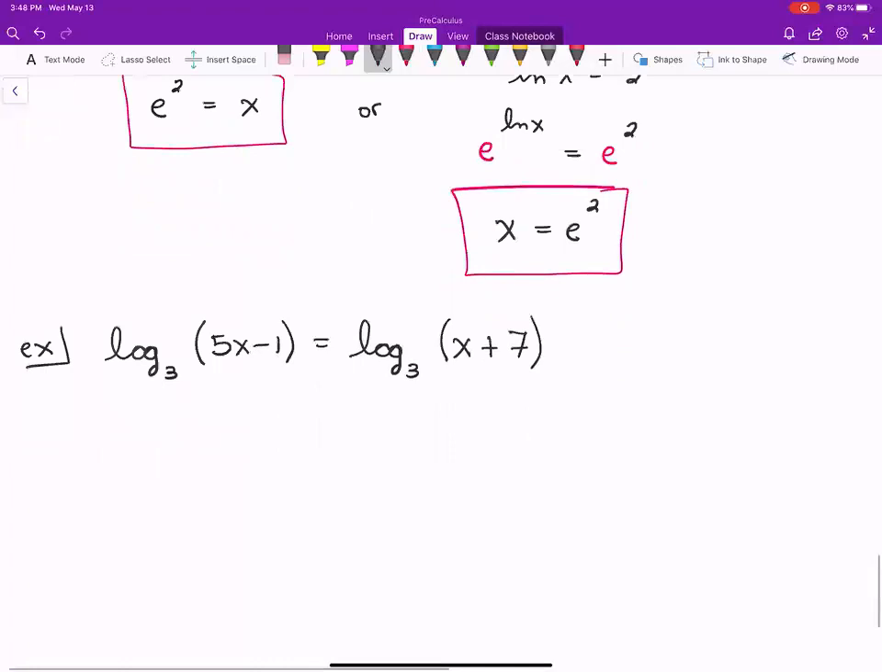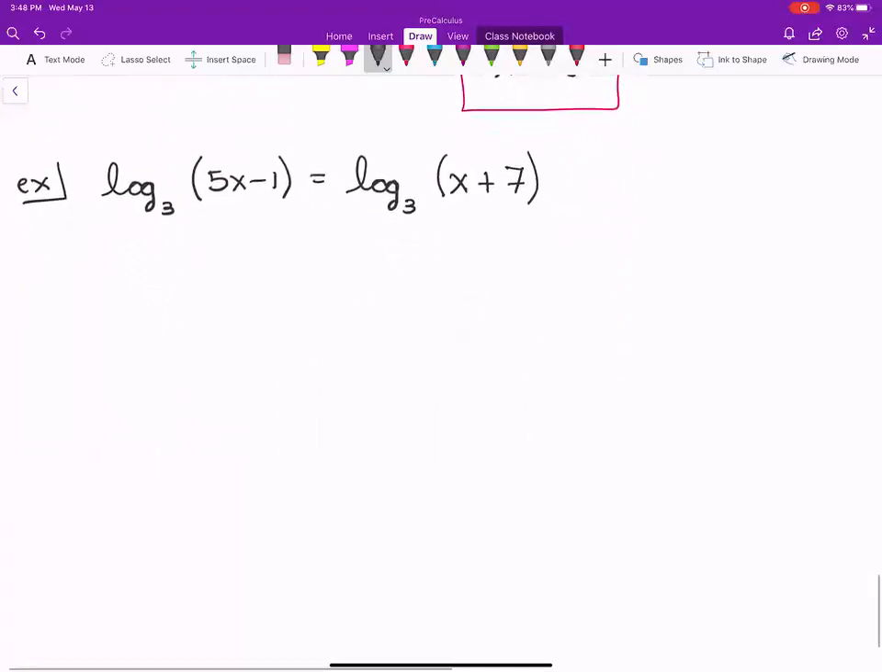Okay, on this one, they're both log with base of 3s. So just kind of like when I made the bases the same on the exponentials, I'm going to do the same thing here. So if they're both log base 3 of something, then the somethings inside have to be the same. So the 5x minus 1 better be the same as the x plus the 7. So then I am going to get 4x equals 8, which means that x equals 2.